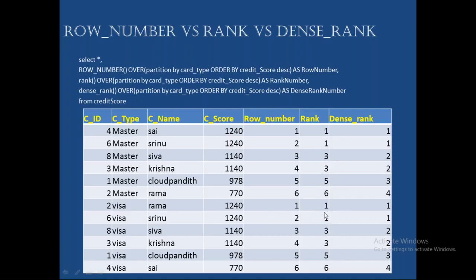Next group, same thing. In dense rank, it will not skip the rank. So 1, 1, these two people occupied first rank. These two people got the second rank. Third rank, fourth rank. Again, first rank, second rank, third rank, and fourth rank, because this is another group. Okay, clear?